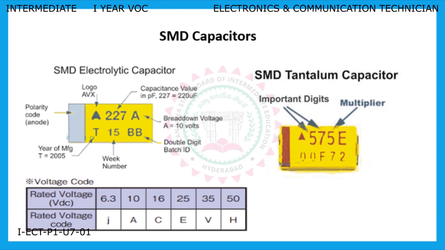SMD capacitors. Here you can see the images of SMD electrolytic capacitor and SMD tantalum capacitor. SMD electrolytic capacitor, it is having the code like this. The leftmost line will indicate the polarity code. It is the anode, the leftmost line. And it is having the codes like this.